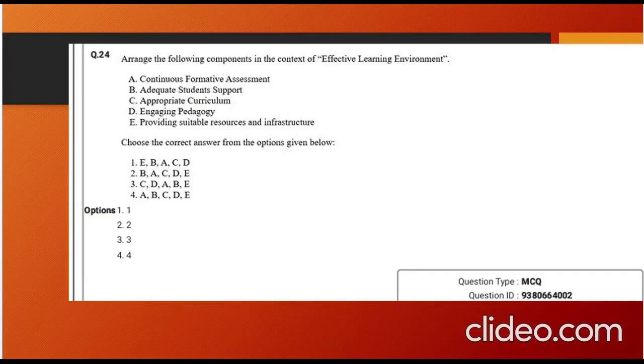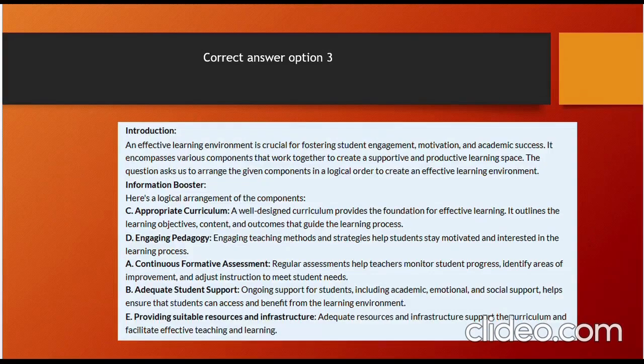That is, effective learning environment is crucial for fostering student engagement, motivation, and academic success. It encompasses various components that work together to create a supportive and productive learning space. The question asks us to arrange the given components in a logical order to create an effective learning environment. So here is the logical arrangement of the components. First is C, that is appropriate curriculum. A well-defined curriculum provides the foundation for effective learning. It outlines the learning objectives, content, and outcomes that guide the learning process.